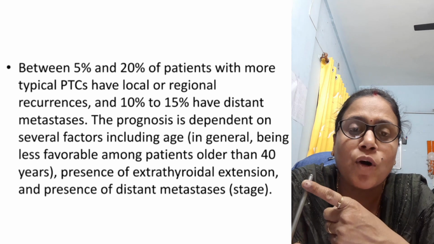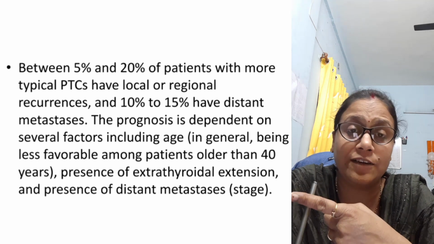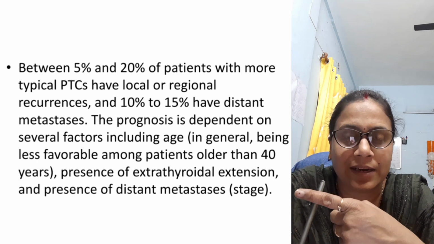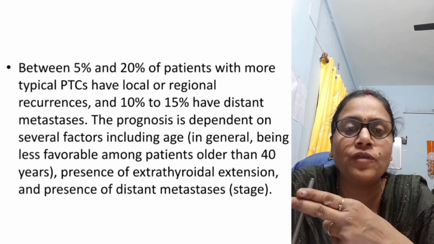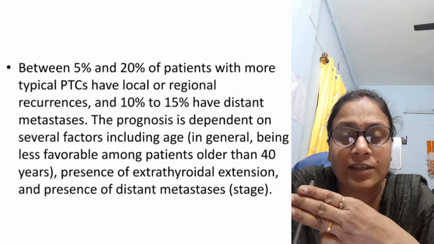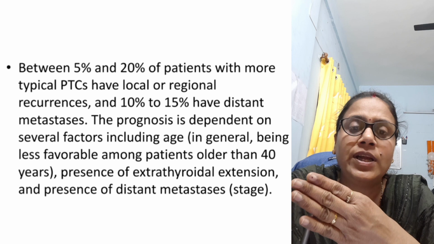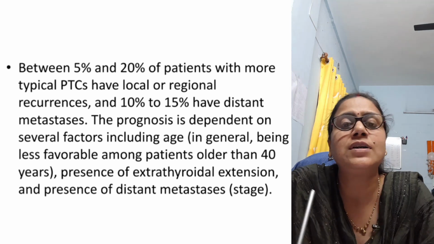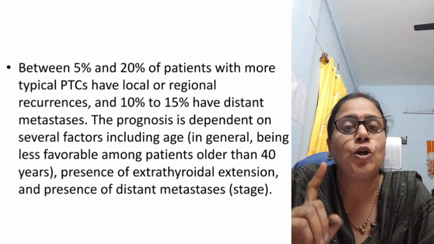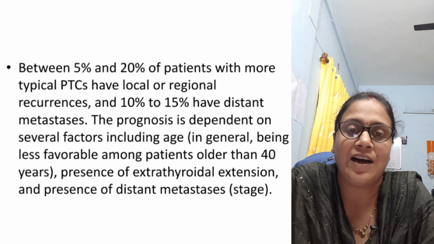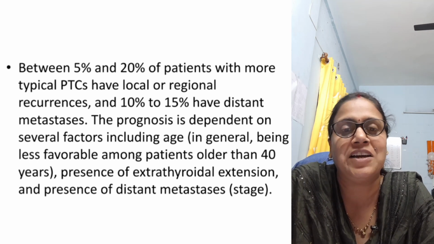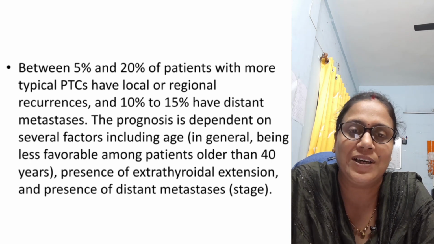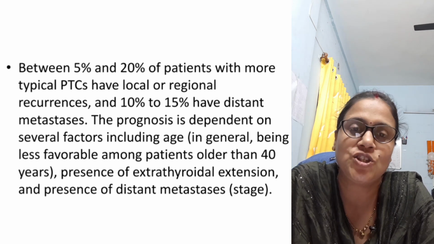Remember, the most important features are the nuclear features, that is nuclear enlargement, nuclear grooving, then optical clearing, then overcrowding, and nuclear pseudo inclusions. So, remember these important points and don't miss the Orphan Annie pattern or Orphan Annie appearance of optically clear nuclei or nuclear features in PTC.